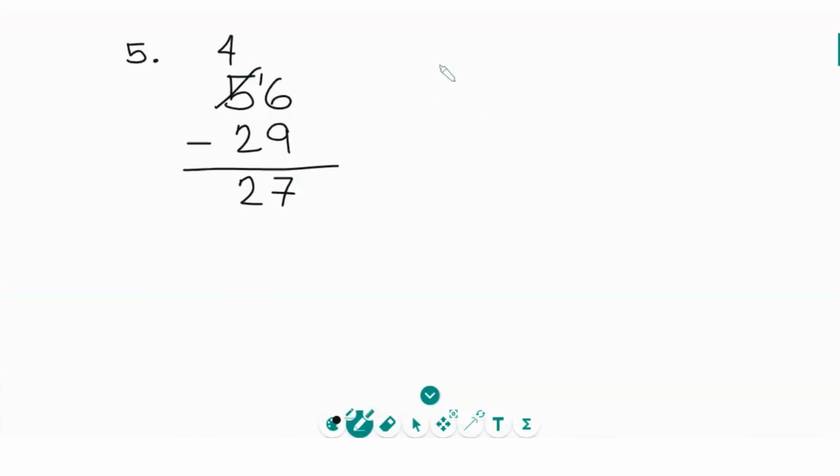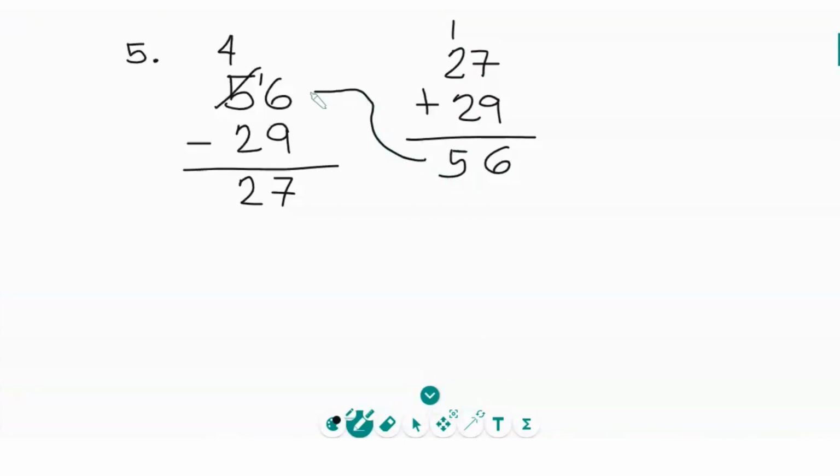So let's check our answer. We have here 27 plus 29. So 9 plus 7 will give us 16. Carry over 1. 2 plus 2 is 4, plus 1, that will give us 56, and 56 is over here. So our final answer is 27.